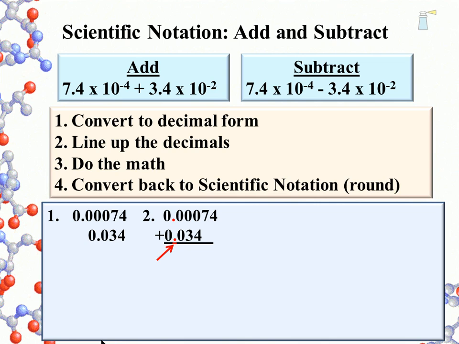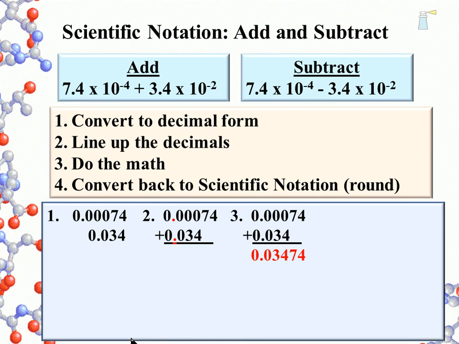This is so we are adding the same place in each number. That is, the tenths add to the tenths, the hundredths add together, and so on and so on. Step 3, doing the math gives us a value of 0.03474. And the last step is to convert into scientific notation.